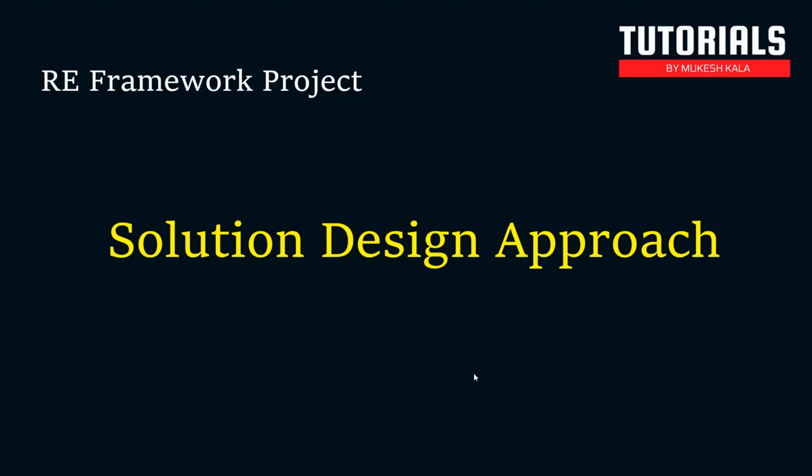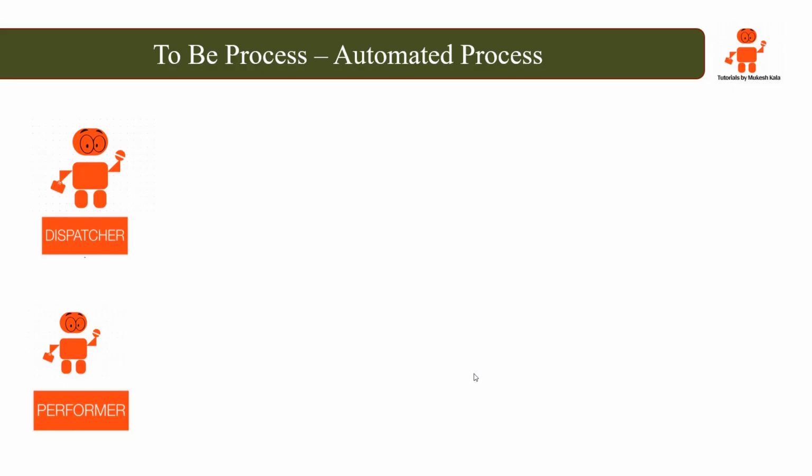Okay, so now that we understand the problem statement and how we are going to build the robot on top of it, that means we now understand the as-is versus to-be process. Now let's have a quick look at how exactly we are going to design this process, that is, what the design approach is going to be. First of all, I am going to divide the process into two parts: the dispatcher and the performer.